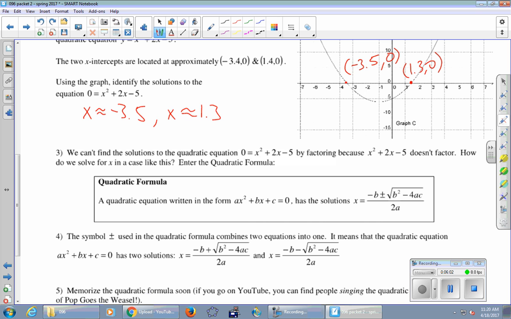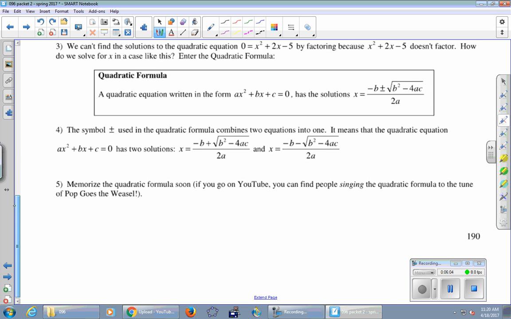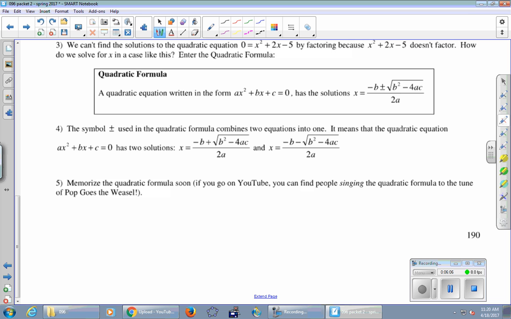So we use this magical thing called the quadratic formula. Here it is. A quadratic equation written in the form ax squared plus bx plus c equals 0, where we've seen the a, b, and c already today, has the solutions, and then here's this formula that you probably still have nightmares about from back in high school. X equals negative b plus or minus the square root of b squared minus 4ac, all divided by 2a. That's the quadratic formula. We're going to use it in a second.